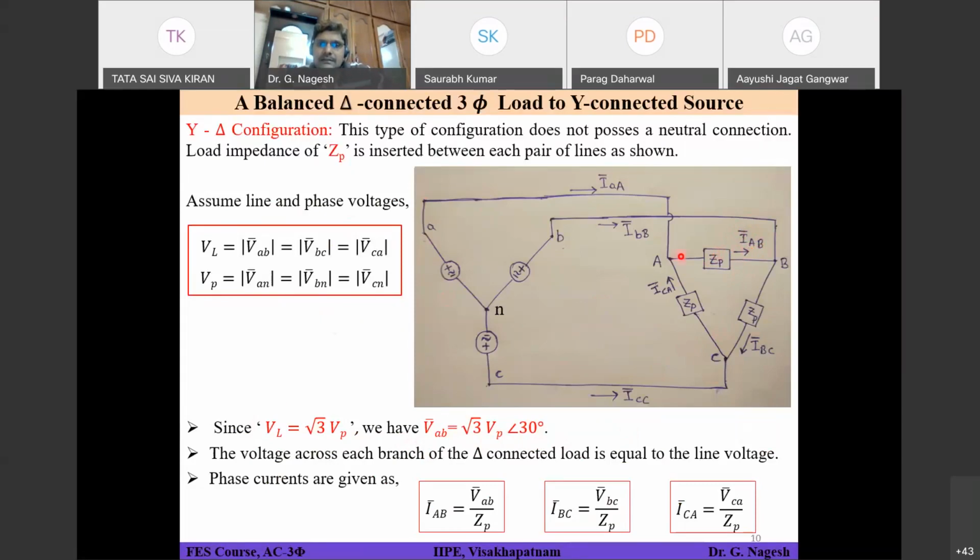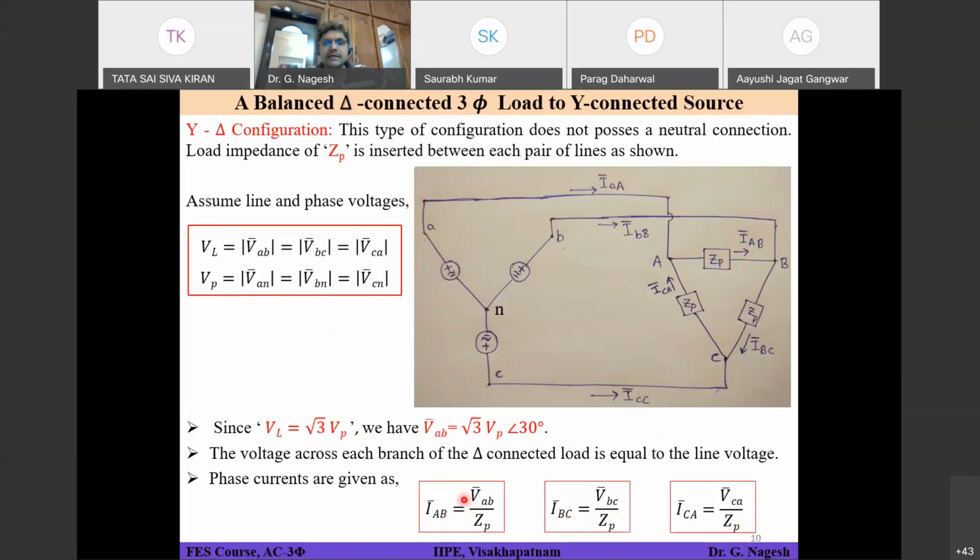IAB is the phase current flowing from phase A of this A terminal to B terminal on the load side. So what will be that value? VAB by ZP, because A is connected to this A terminal and B is connected to this B terminal. So simply you have to find out the line voltage here and divide that line voltage by the corresponding impedance ZP to get your phase current. Similarly for the other two phases also.